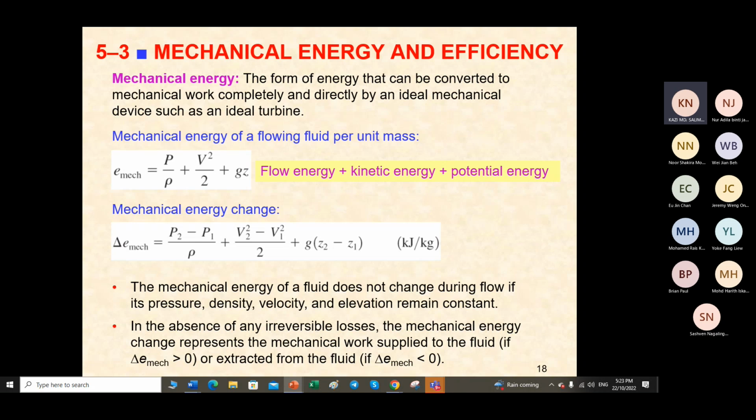Then if we consider the mechanical energy change of a stream flow, or in a horizontal flow passage, considering point 1 and point 2, two points being considered, we can write P2 minus P1 by rho plus V2 squared minus V1 squared by 2 plus g times Z2 minus Z1.